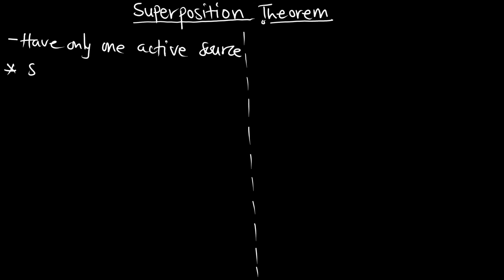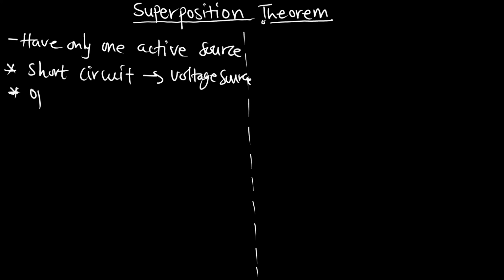We are always going to short circuit a voltage source, and we are going to open circuit a current source. So meaning when we have a current source that we are not performing analysis on at the instant, we are going to open circuit that current source and we perform our analysis.